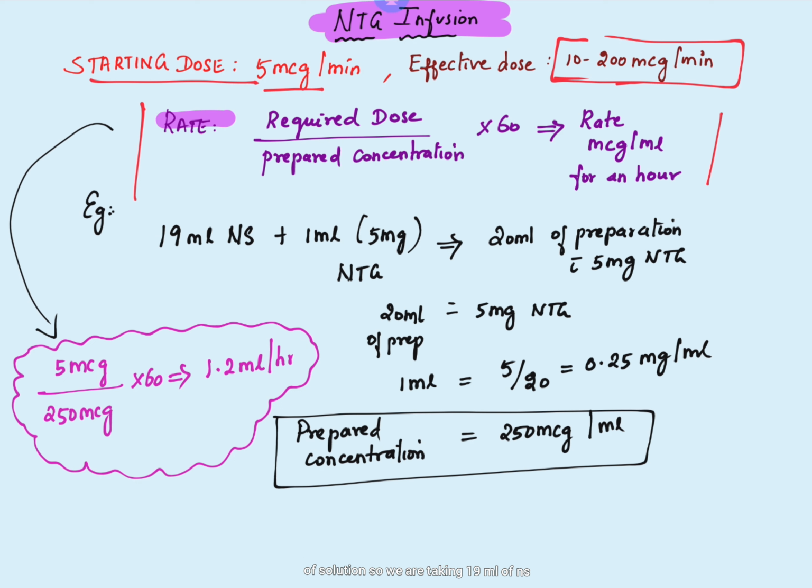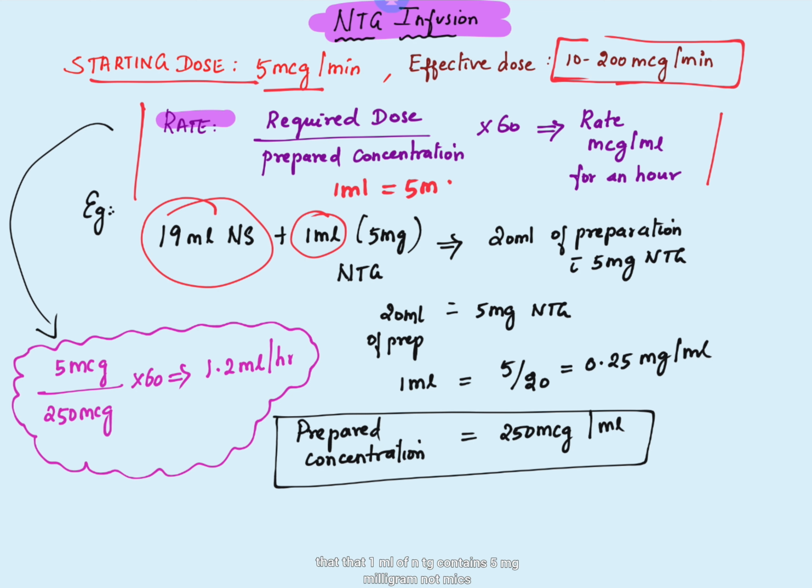So we are taking 19 ml of NS, and in the 19 ml NS we are using 1 ml of NTG. We should be aware that 1 ml of NTG contains 5 mg, milligrams, not mcg, which we are calculating in all these steps. So in 19 ml NS with 1 ml of NTG, we get 20 ml of preparation which has 5 mg of NTG.